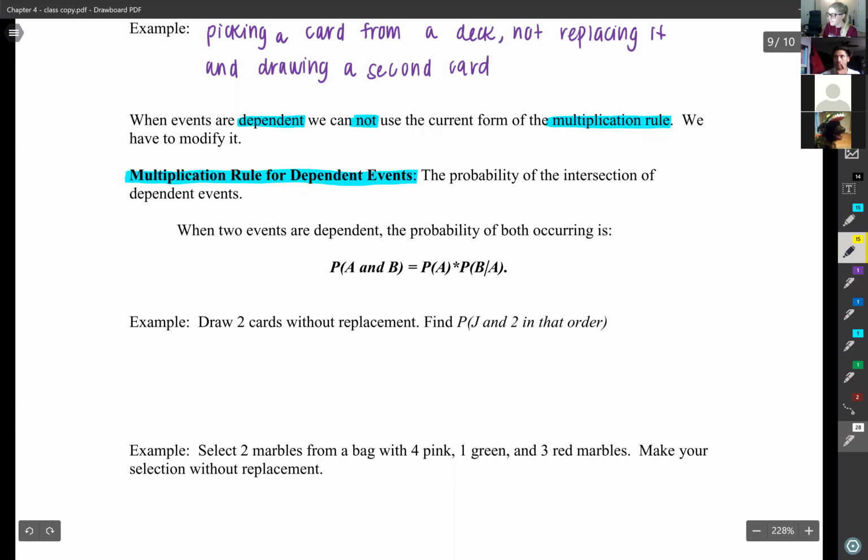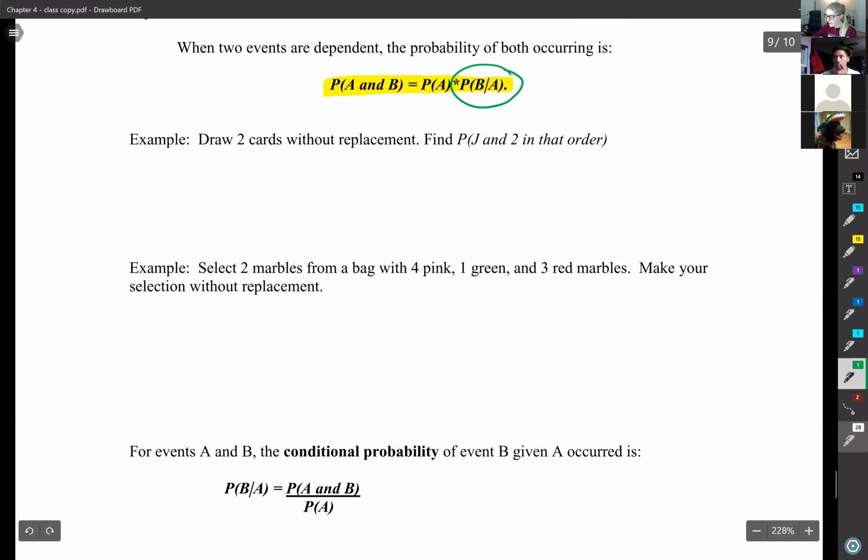So when two events are dependent, the probability of both occurring is the following. And you're seeing for the first time this really interesting symbol that is very foreign, but it's defined at the bottom of the page, and it's known as the conditional probability.